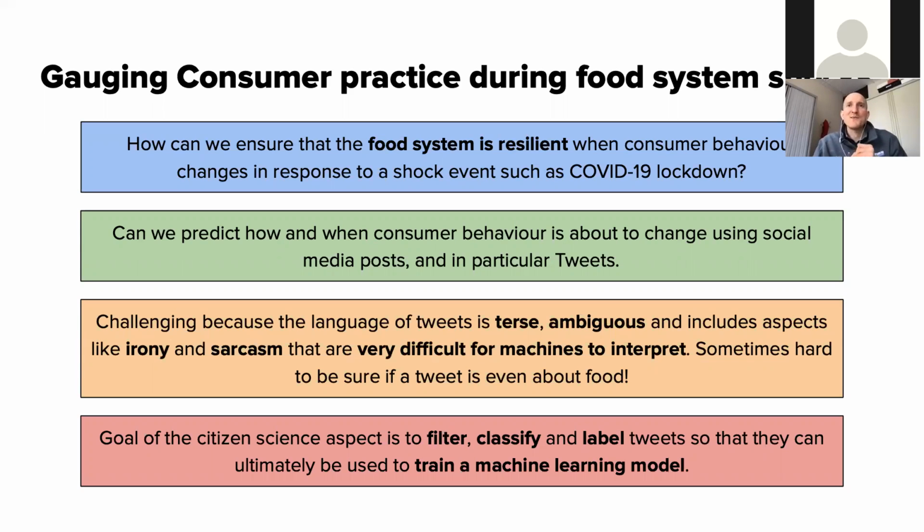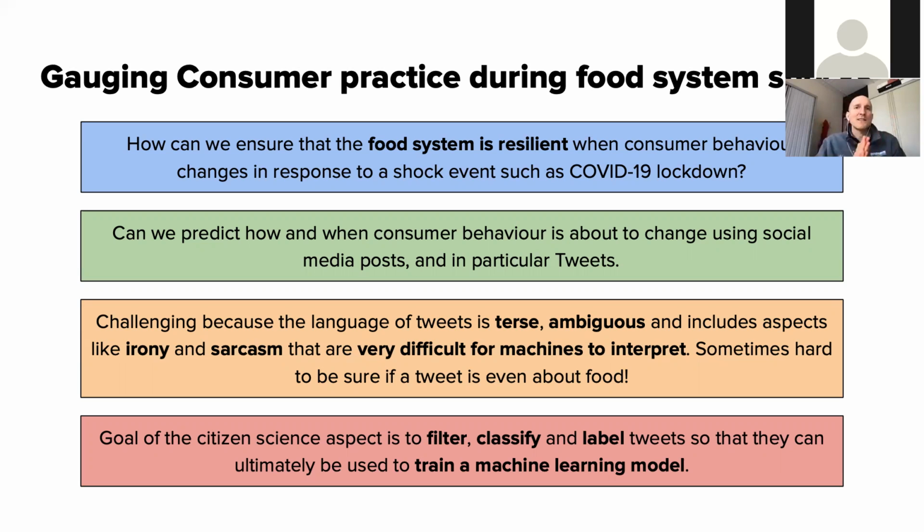It turns out this is really challenging. I mean, if you're on Twitter and you've read tweets, you know that the language is not like normal English. It's extremely terse language. It can be very ambiguous, often includes things like sarcasm, and machines find that really difficult to interpret. You know, as an old man, I often find it very difficult to interpret as well. Often it's hard to even be sure if people are talking about food or something else.